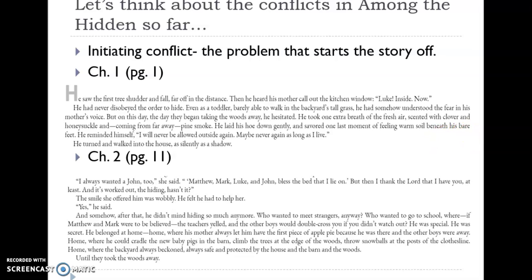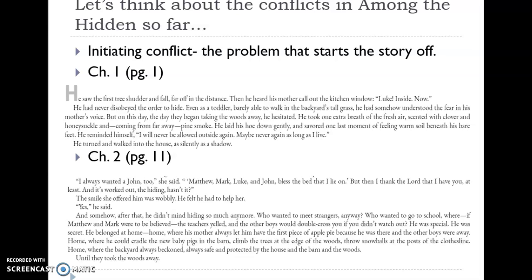He saw the first tree shudder and fall far off in the distance. Then he heard his mother call out the kitchen window, "Luke, inside, now!" He had never disobeyed the order to hide. Even as a toddler, barely able to walk in the backyard's tall grass, he had somehow understood the fear in his mother's voice. But on this day, the day they began taking the woods away, he hesitated.